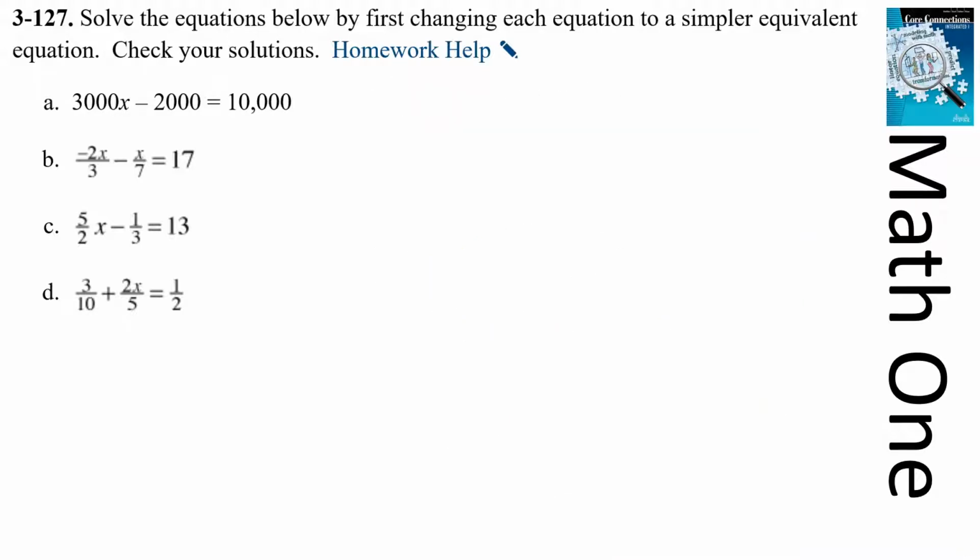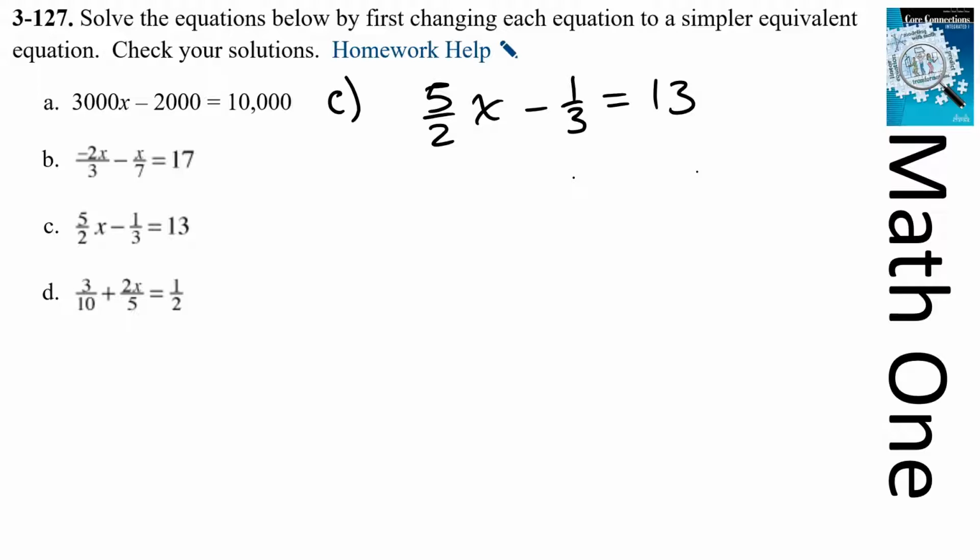For the next one, if you look at C, you can probably guess, I hope you can guess, what I'm going to multiply both sides by to clear those fractions. I've got 5 halves x minus 1/3, and that equals 13. So my denominators are 2 and a 3, and the lowest common multiple for those is 6.